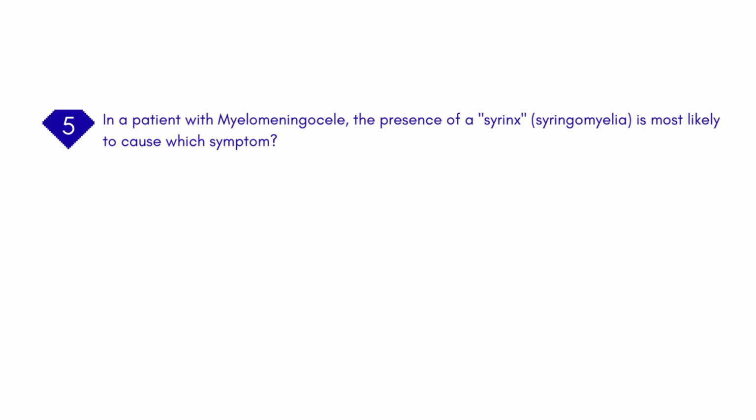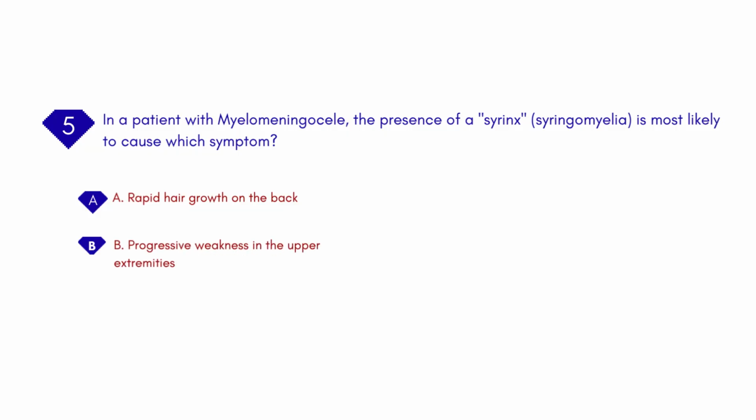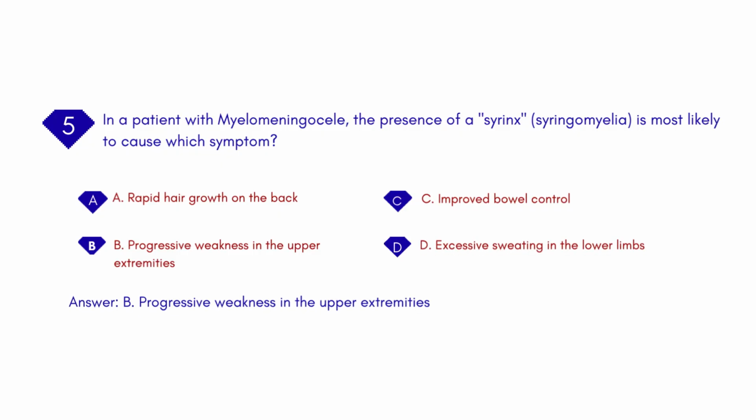In a patient with myelomeningocele, the presence of a syrinx, syringomyelia, is most likely to cause which symptom? A. Rapid hair growth on the back. B. Progressive weakness in the upper extremities. C. Improved bowel control. D. Excessive sweating in the lower limbs. Answer: B. Progressive weakness in the upper extremities.